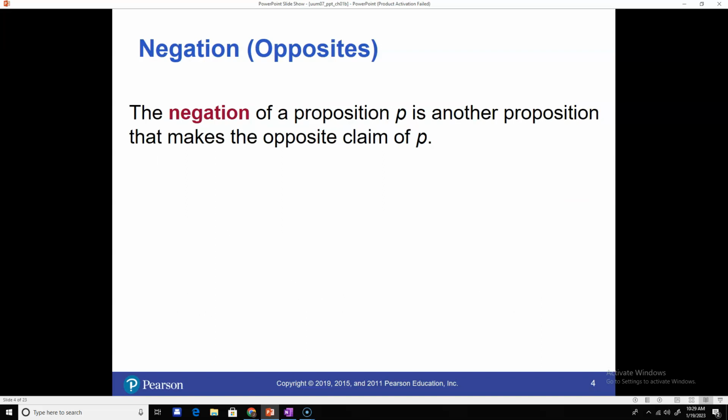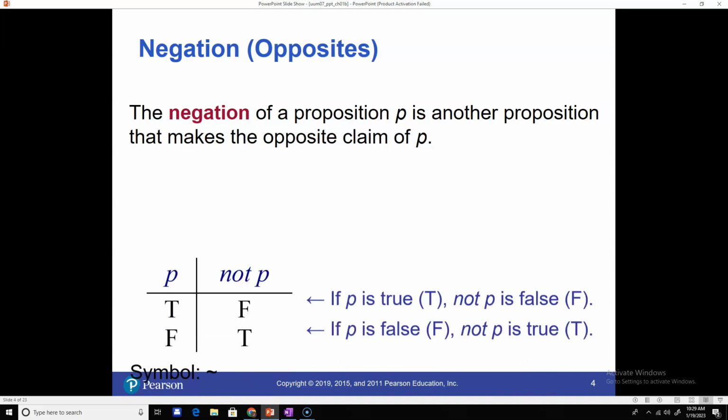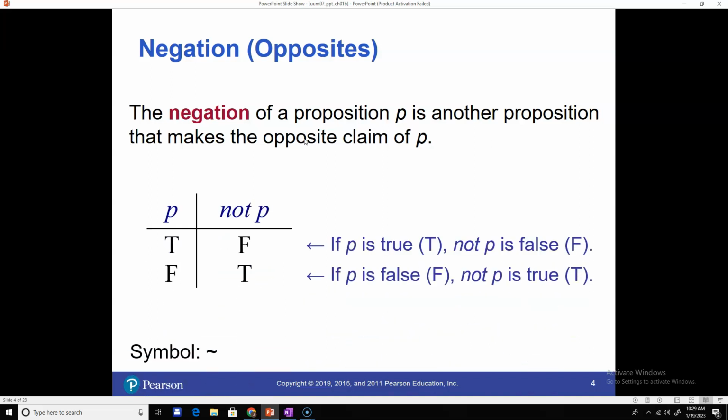So the negation of a proposition is another proposition that makes the opposite claim. So this thing is going to have the opposite value. So if you have a proposition that's true, the negation of that proposition is going to be false. And vice versa. If you have a proposition that's false, its negation will be true. So yeah, there's a basic truth table, for example. We have P. If proposition P is true, then the negation, not P, is false. And if the proposition P is false, then not P, the proposition is true.